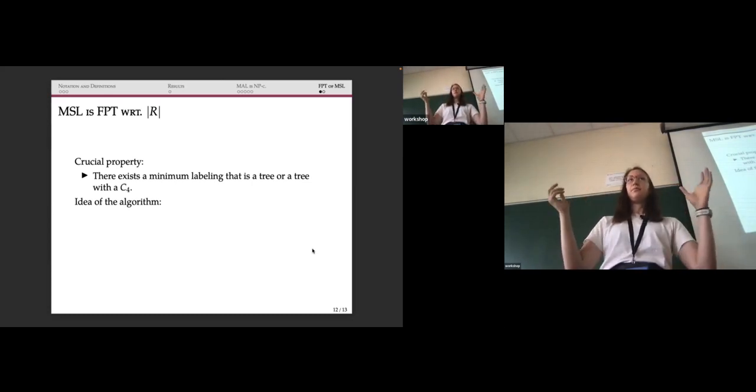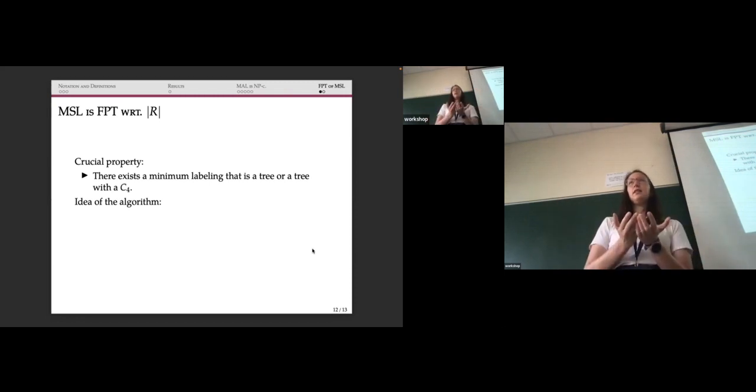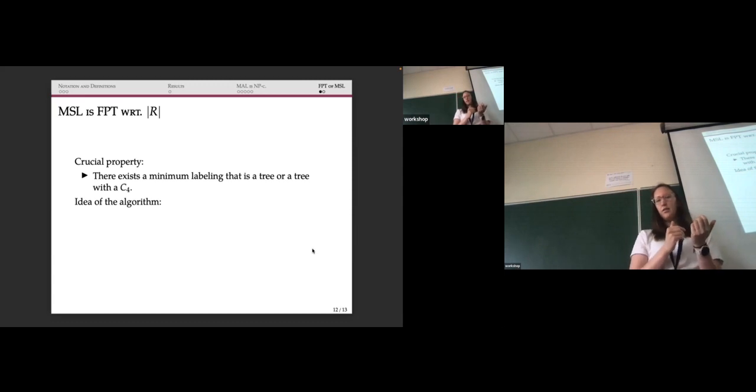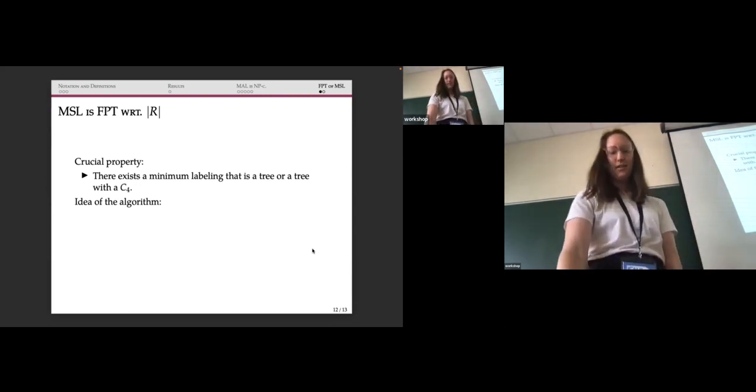For example, even if there would be a giant cycle, you would imagine, okay, if I just want to connect two endpoints, if I go one side here and the other side here, this is also a solution. But we can make some modifications and turn it just into a path and use the same number of labels. So there can be other solutions with a minimum number of labels, but there exists one which is a tree or a tree with a C4. That's the message here.